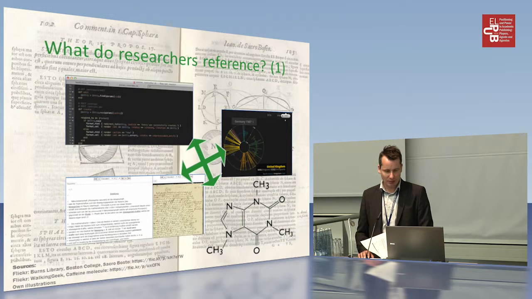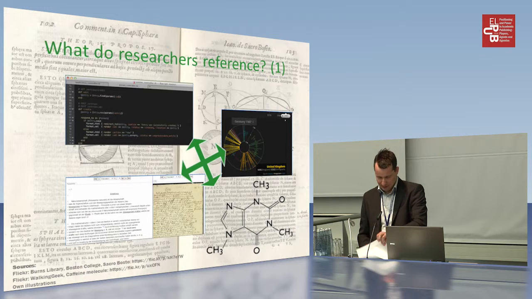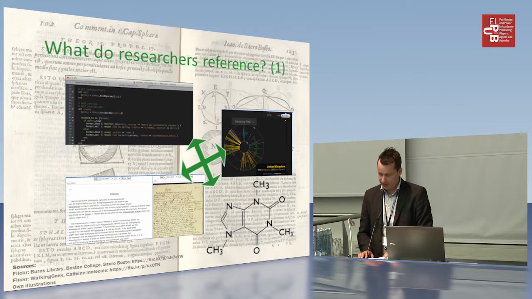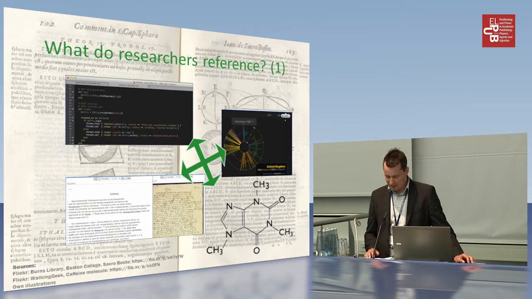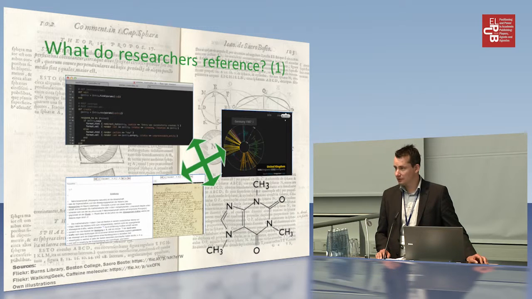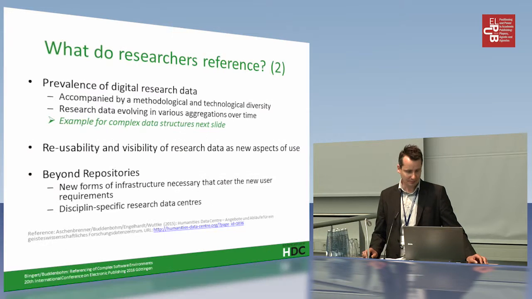And now to the question, what do researchers reference? Nearly anything. What is good for the progress of science makes it a little bit difficult for the infrastructure providers, who have to play a crucial role in providing the conditions for sustainable and stable references, regardless their format, content, or application.